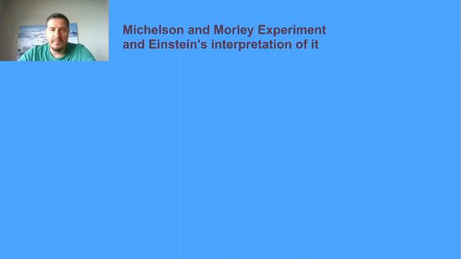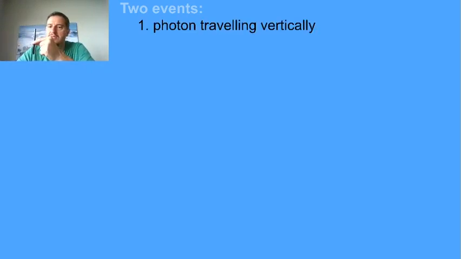Okay? And now, let us consider two events that take place at the same time, and I'm going to use my pen to describe the two events. Okay? Now, the first event consists of a photon traveling vertically between the two ends of my pen. I'm going to call this point at the bottom point A. I'm going to call this point point B. So this is the first event.